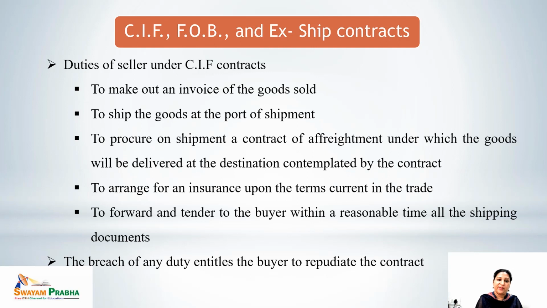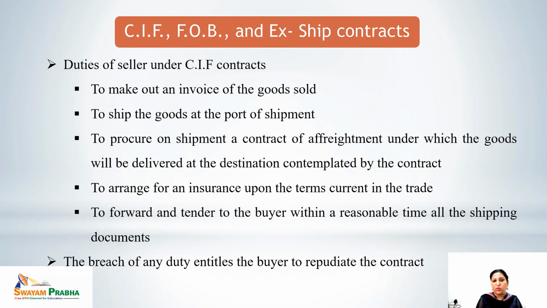Now, in CIF contracts, there are a few duties of the seller. One, to make out an invoice of goods sold; to ship the goods at the port of shipment; to procure on shipment a contract of affreightment under which the goods will be delivered at the destination contemplated by the contract. That means it is the responsibility of the seller to deliver the goods at the place where they are to be sent; and to arrange for an insurance upon the terms current in the trade.